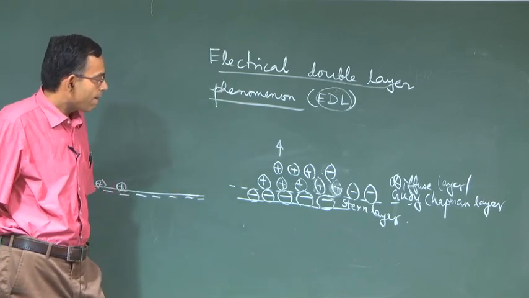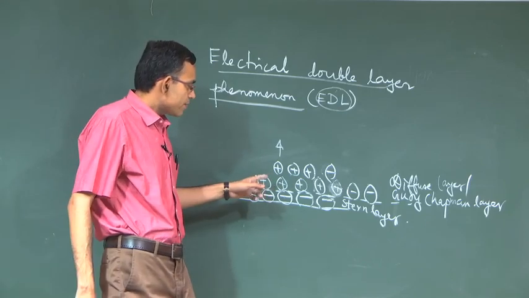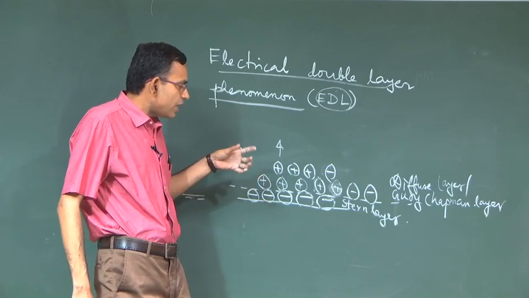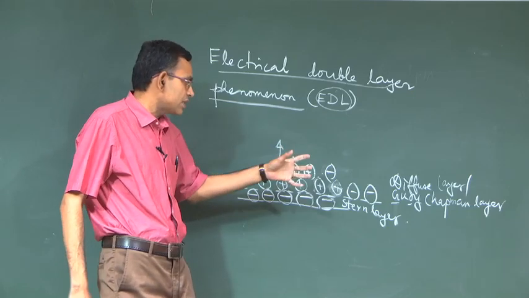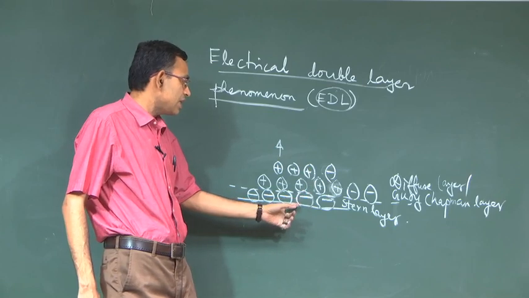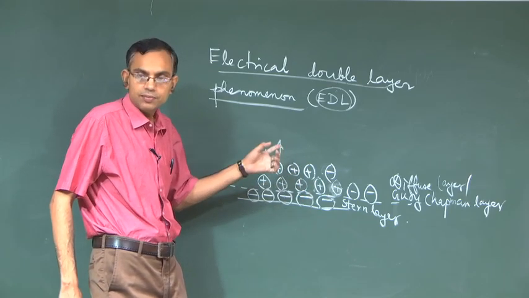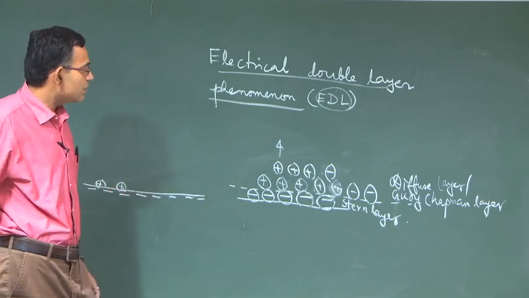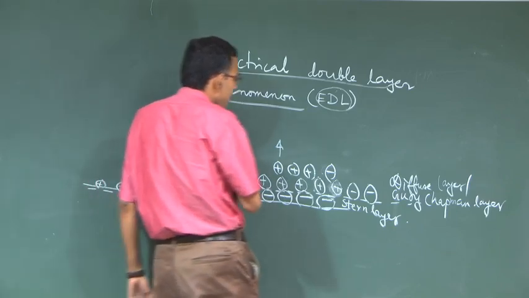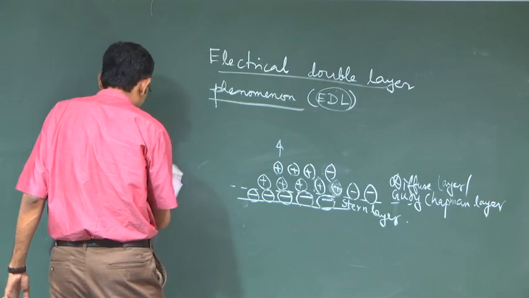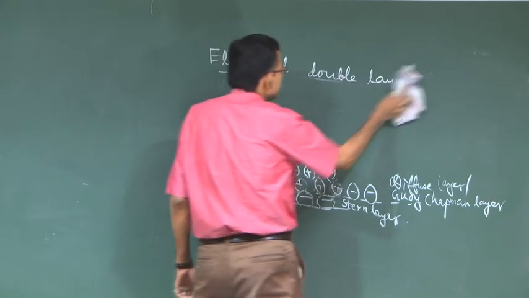Now, in order to drive the flow in the axial direction, we must understand what potential is developed across the electrical double layer. So, our objective next will be to find out the potential distribution within the EDL.